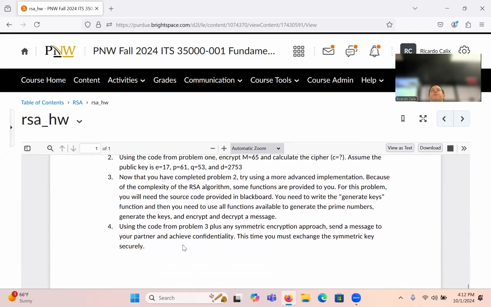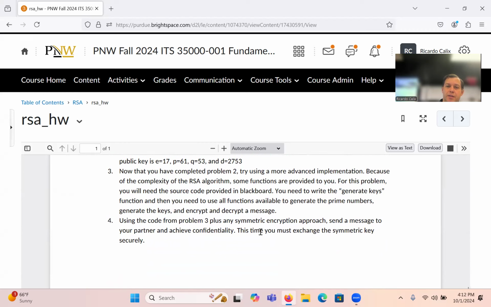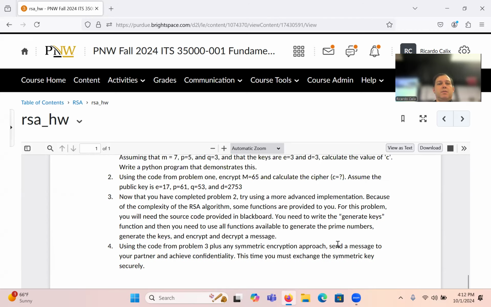Okay, and here, for the first time on problem 4, you'll be able to securely send a message, right? Because you'll also be able to securely exchange the key. So you can see here that this time you must exchange the symmetric key securely. I've added that because you now have the tool to do this. Obviously, also, we're going to do OpenSSL of this later, and we're going to do PyCryptoDome of this as well.